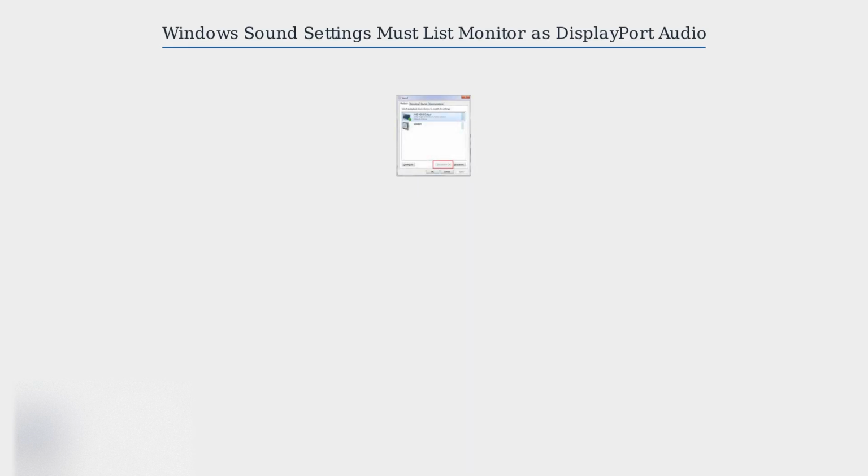DisplayPort is a digital interface that transmits both video and audio signals over a single cable. For audio to work, your graphics card drivers from NVIDIA, AMD, or Intel must detect the ASUS monitor as a valid audio output device. In Windows sound settings, the ASUS monitor should appear as DisplayPort Audio or DP Audio in the playback devices list. Audio support requires DisplayPort version 1.2 or higher, which provides the necessary bandwidth for audio transmission.